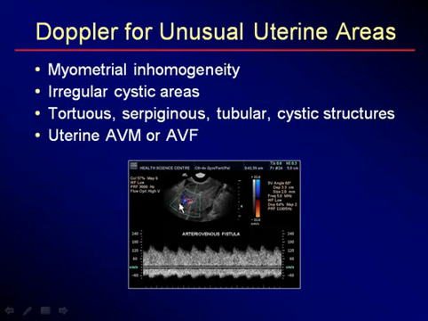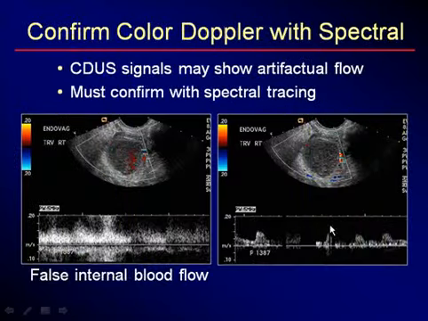Unusual areas in the uterus that are puzzling to us, turn on the Doppler. In this case, there was myometrial inhomogeneity and some little irregular cystic areas. We turn on the Doppler, and it's high flow with low resistance. It turns out to be an arteriovenous fistula. Could be an arteriovenous malformation. It was composed of tortuous, tubular, cystic structures that had an unusual pattern. Again, this is not something that would be surgical.